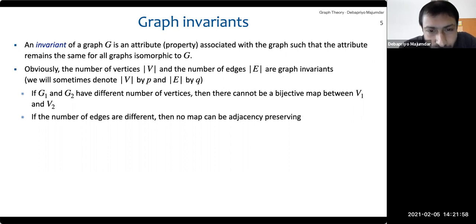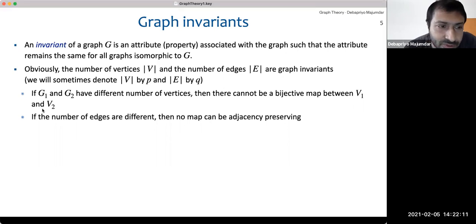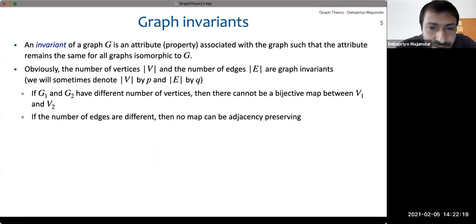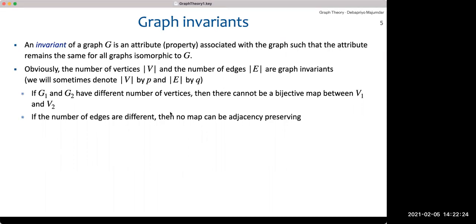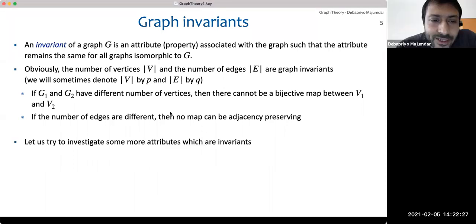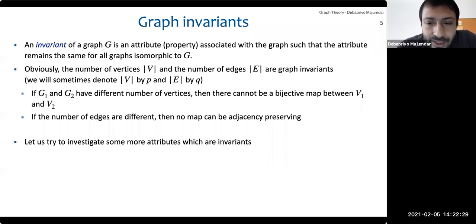Now, this is more like a hand-waving statement, and you have done a lot of classes on proof techniques and so on. So if people think they need practice with proofs, please prove this: if two graphs have the same number of vertices but a different number of edges, then they cannot be isomorphic. So just practice this proof if you want to. Okay. So these two are graph invariants. That is fine. Let us try to investigate some more attributes which are invariants.